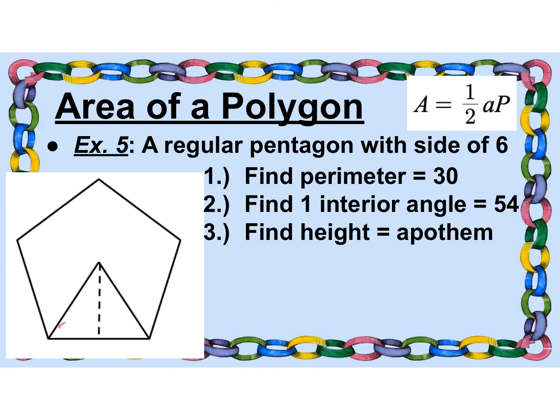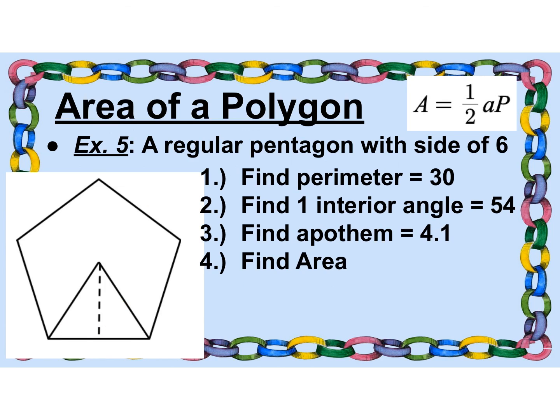Now we want to find the height, which is my apothem. I'm told that the side is 6, so this is a perpendicular bisector, so each of these are going to be 3. So I've got my little right triangle with an angle of 54, an opposite of A, and an adjacent of 3. So I'm doing the tangent of 54 equals A over 3. Multiply both sides by 3. And I get that to be 4.1. My apothem is 4.1.